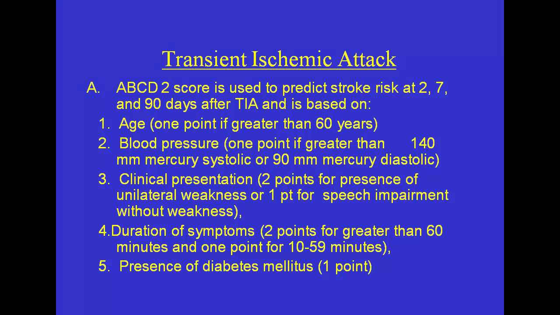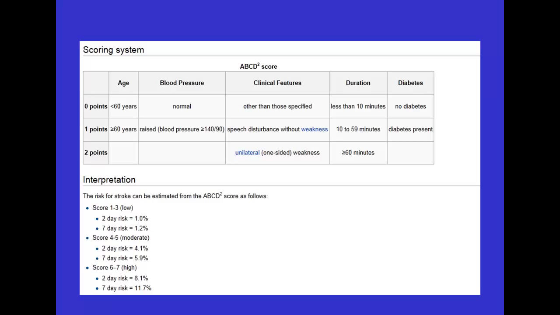I just did this, sorry. I don't know why it's in again. This is just showing the same thing. This just shows their stroke risk. Down here, so what the risk of having a stroke. So if they have a high score, this is what their stroke risk at 2 days, 8%, 7 days, 11%.